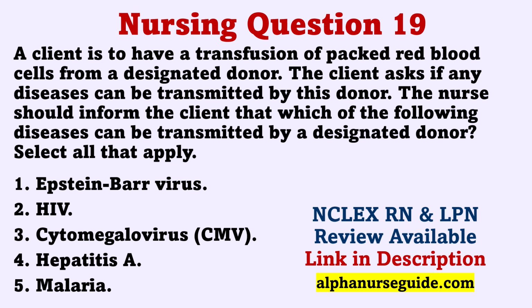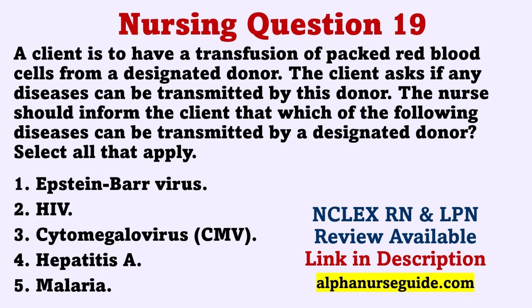A client is to have a transfusion of packed red blood cells from a designated donor. The client asks if any diseases can be transmitted by this donor. The nurse should inform the client that which of the following diseases can be transmitted by a designated donor. Select all that apply. 1. Epstein-Barr virus. 2. Human immunodeficiency virus. 3. Cytomegalovirus. 4. Hepatitis A. 5. Malaria.